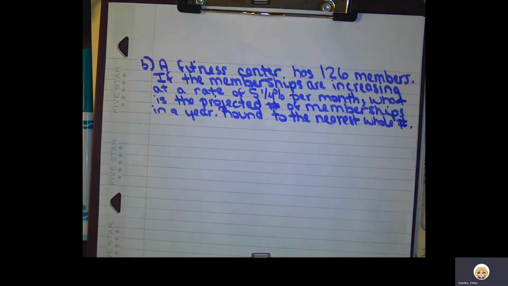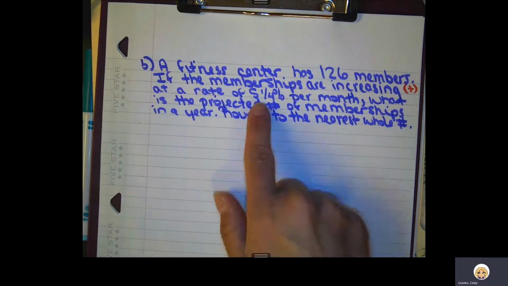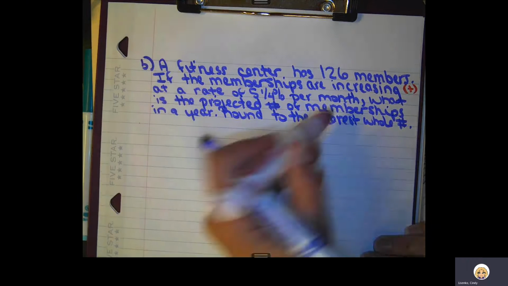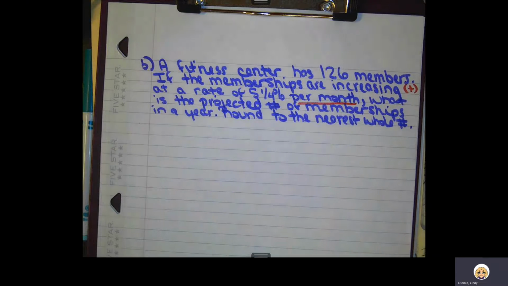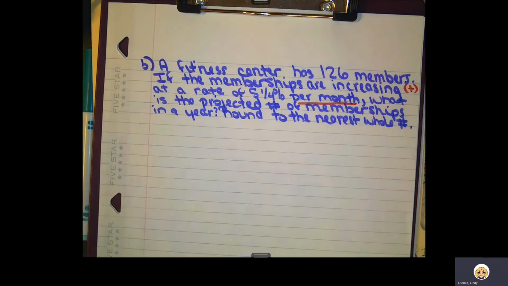So a lot of words, but the problem doesn't take us too long to do. So we've got a fitness center. They have 126 members. It's increasing, so that means it's going up. So if you want to put a little plus there to remind you, at a rate of 5.25% per month. This month is kind of come in handy. It says, what is the projected number of memberships in a year? Round to the nearest whole number.